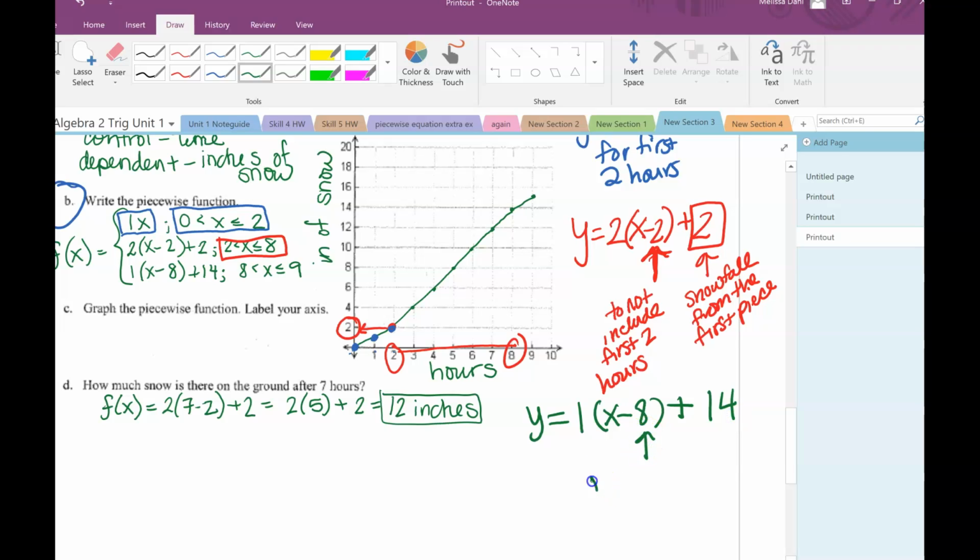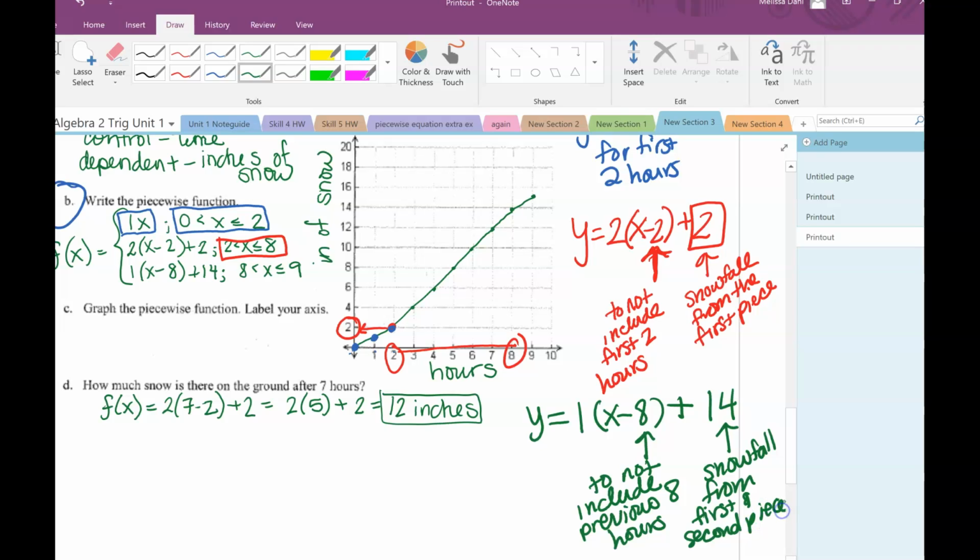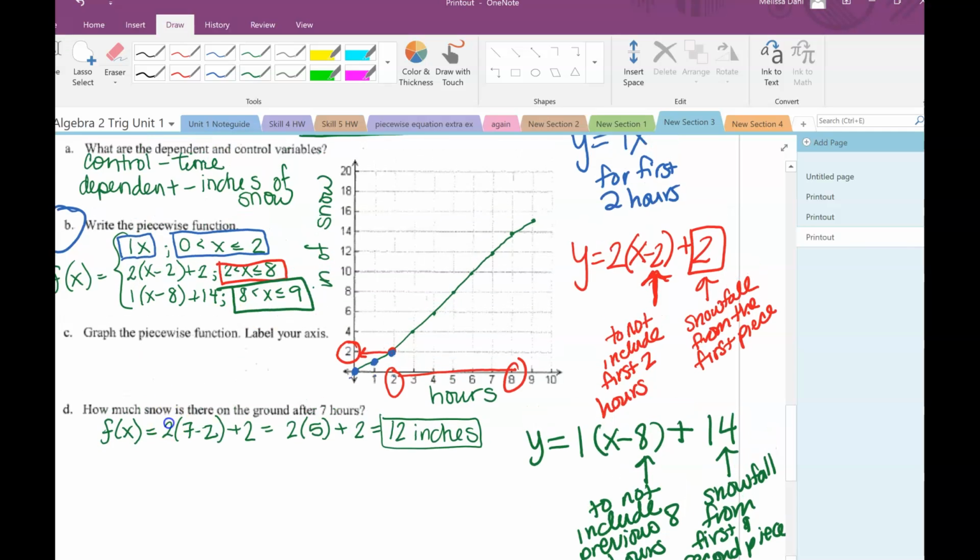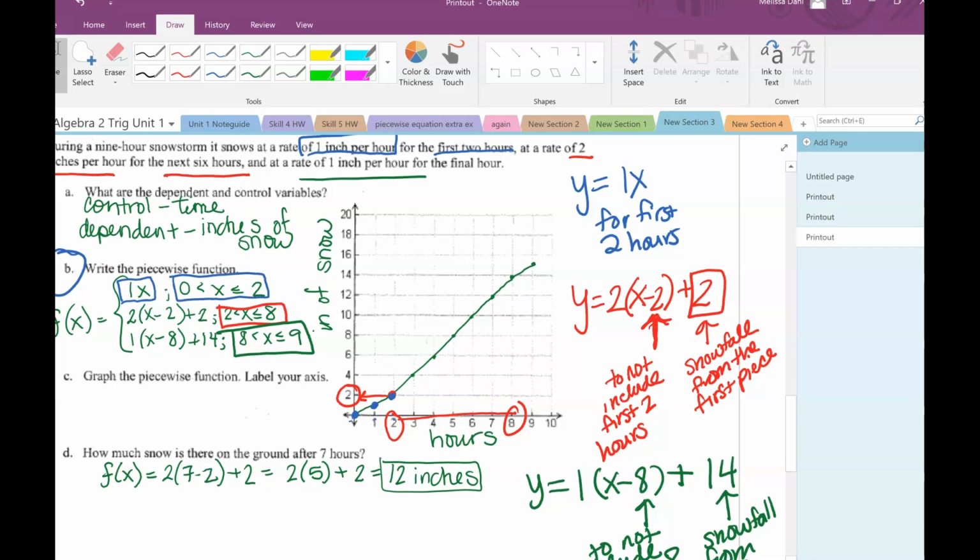So again, this is here to not include the first 2 branches, which is the previous 8 hours. And this is here to account for the snowfall that already exists from the first and the second piece of this function. So hopefully that explains where we got these from. And then you see the restrictions here go from 8 to 9. It didn't say it continued forever. It said in the final hour. So we have a stopping point at 9 here.